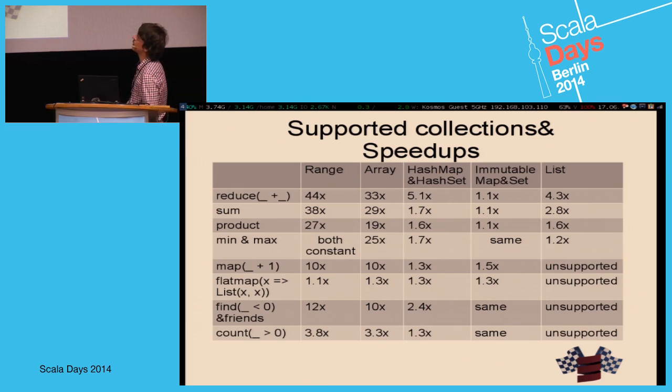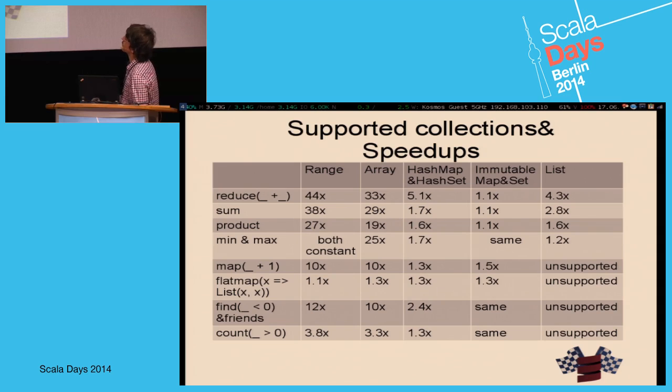In case of the unboxed collections like ranges and arrays, you have huge speed ups. It's very easy to get a 20 times speed up if you're doing some operations on arrays and ranges by just putting them in an optimized block.